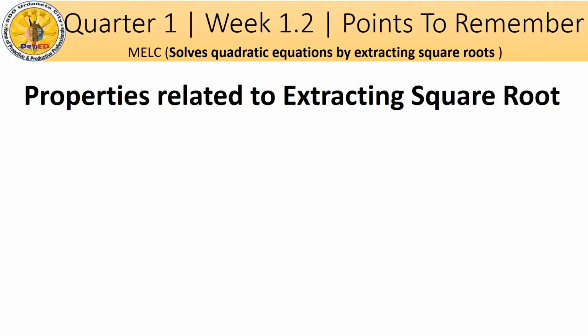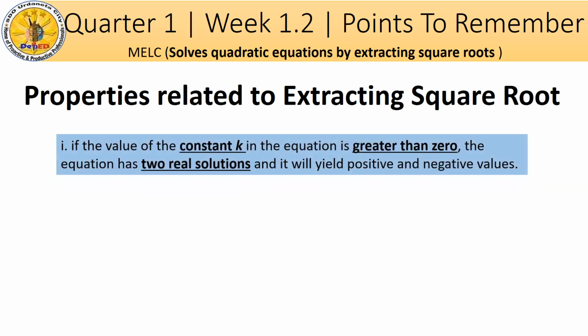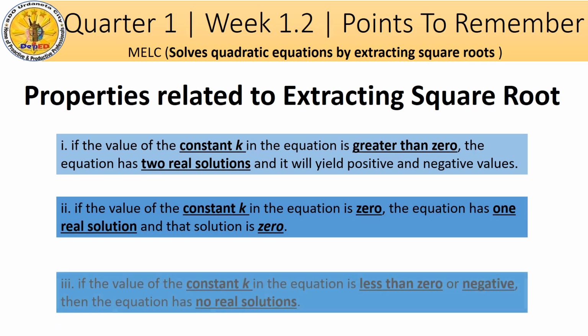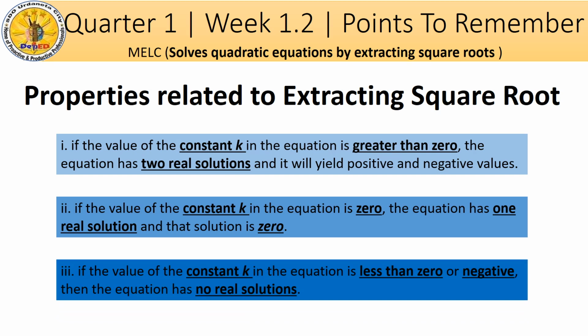Also, take note of these three following properties as we apply this method later on in solving quadratic equations. 1. If the value of the constant k in the equation is greater than 0, the equation has two real solutions and it will yield positive and negative values. 2. If the value of the constant k in the equation is 0, the equation has one real solution and that solution is 0. 3. If the value of the constant k in the equation is less than 0 or negative, then the equation has no real solutions.